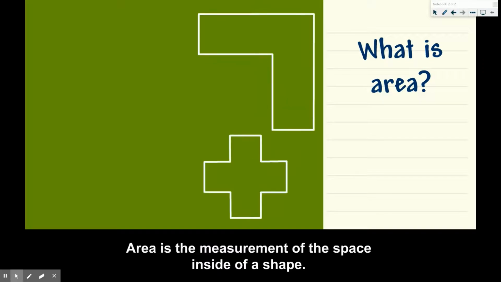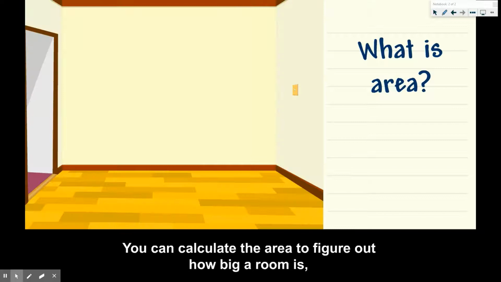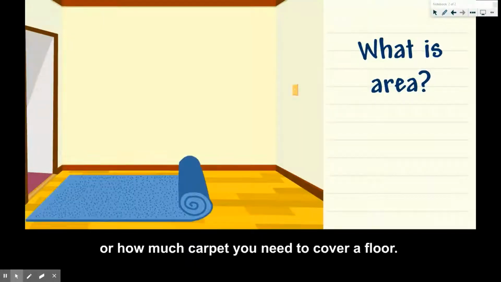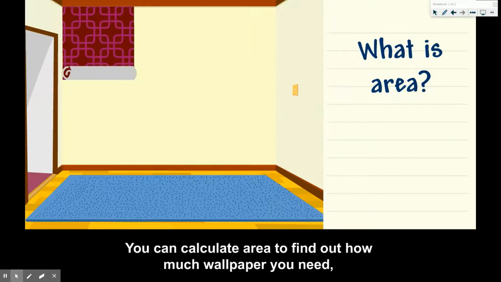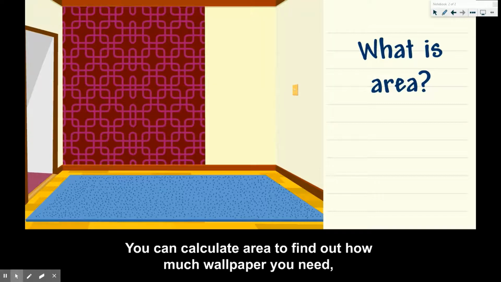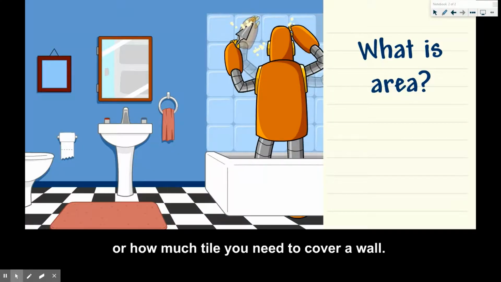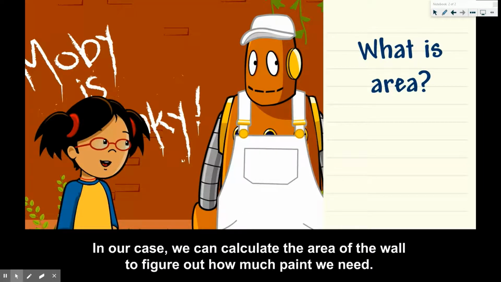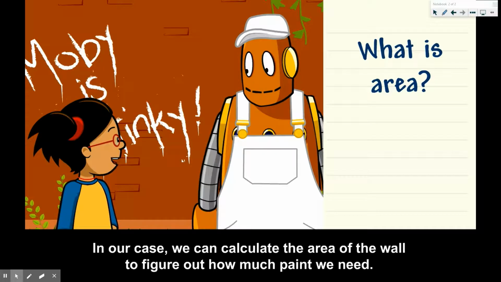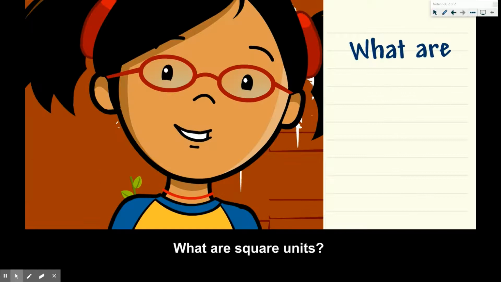Area is the measurement of the space inside of a shape. You can calculate the area to figure out how big a room is, or how much carpet you need to cover a floor. You can calculate area to find out how much wallpaper you need, or how much tile you need to cover a wall. In our case, we can calculate the area of the wall to figure out how much paint we need. What are square units?